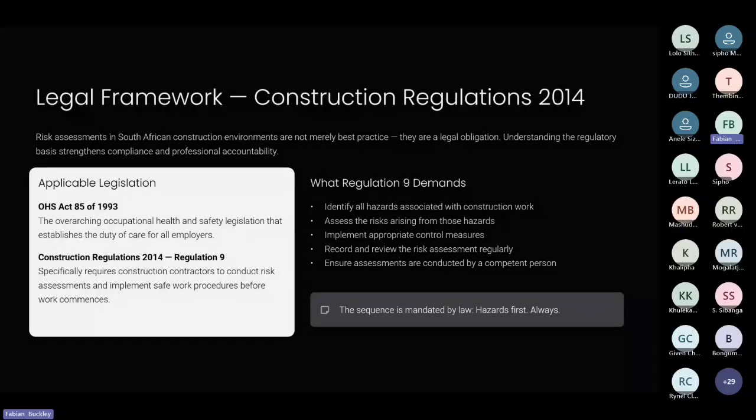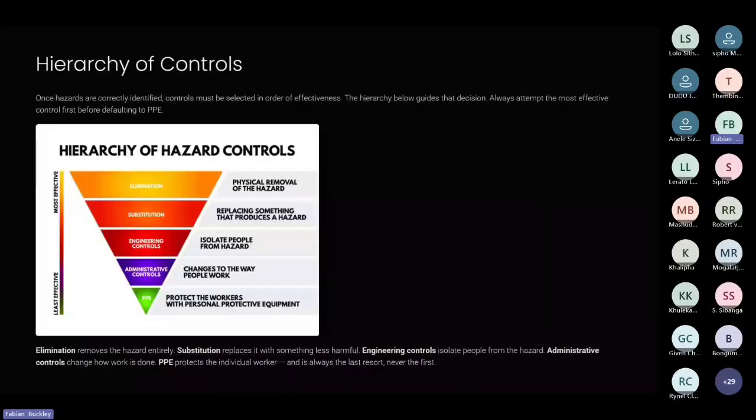So, hierarchy of controls. Once hazards are correctly identified, controls must be selected in order of effectiveness. The hierarchy below guides that decision. Always attempt the most effective controls first before defaulting to our famous PPE as the first measure. Something that I advise people to do when you're drafting up your risk assessment is, on the control section of your risk assessment, write your first E. Your first E standing for elimination, write it in there. Indicate, okay? From an elimination perspective, we are focusing first to physically remove that hazard from that activity.